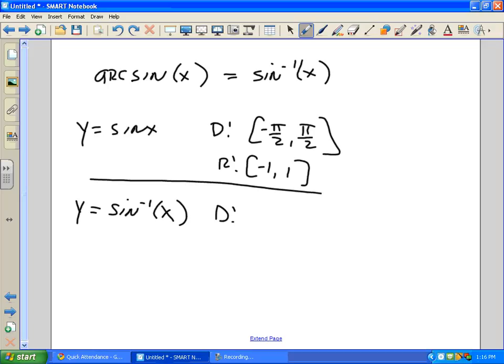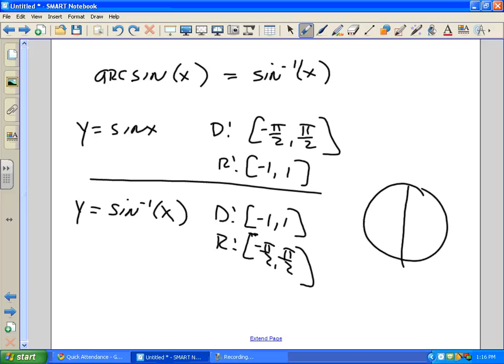The domain of the inverse is negative 1 to 1, and the range is negative pi over 2 to pi over 2. So if you look at the unit circle, the inverse sine goes from negative pi over 2 to pi over 2, and I'm going to put closed circles there so you know it's part of that interval. So I can only look on the right half of my circle, quadrant 1 and quadrant 4.